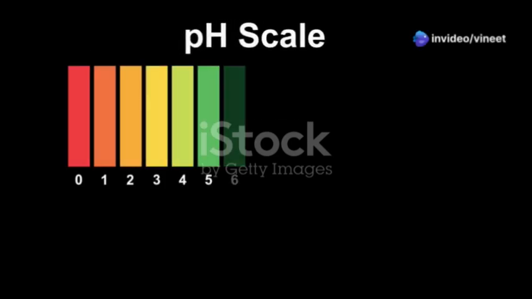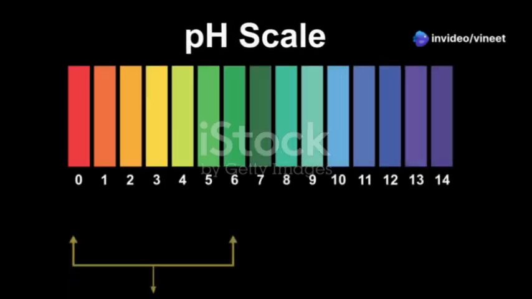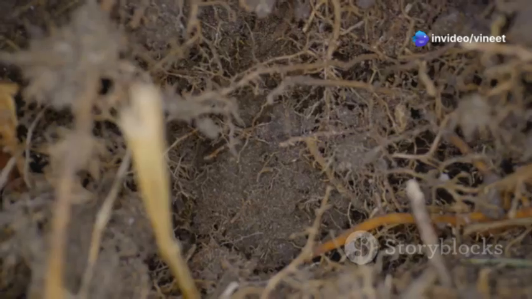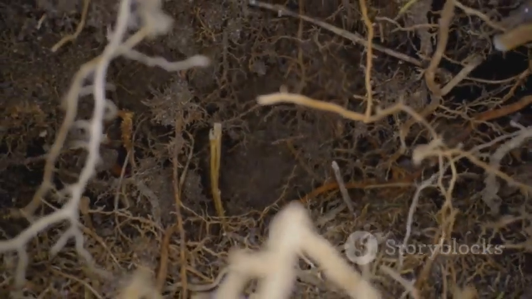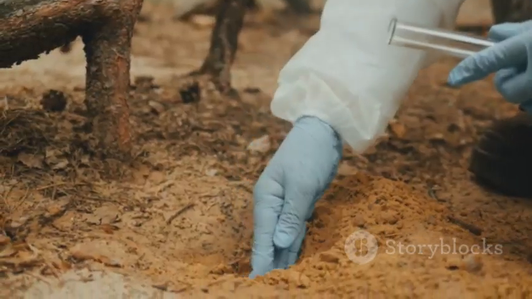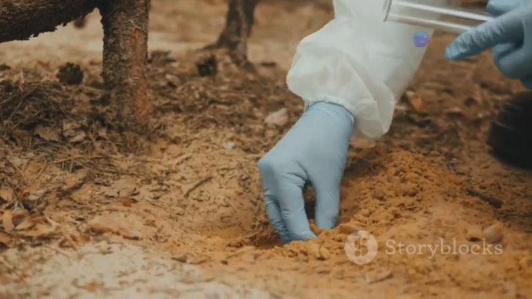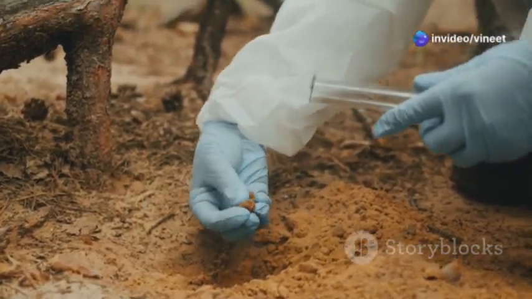First up, let's talk pH. You might remember this from chemistry class. It's a measure of how acidic or basic something is. Now, soil pH is super important because it affects how easily plants can absorb nutrients. Think of it like Goldilocks. It can't be too acidic or too basic. It needs to be just right.